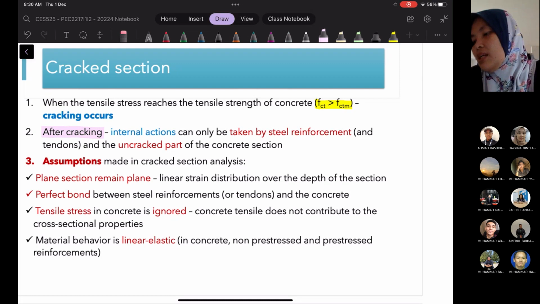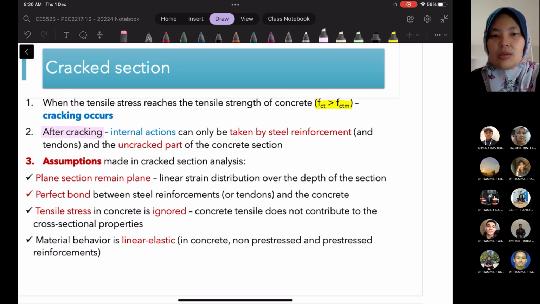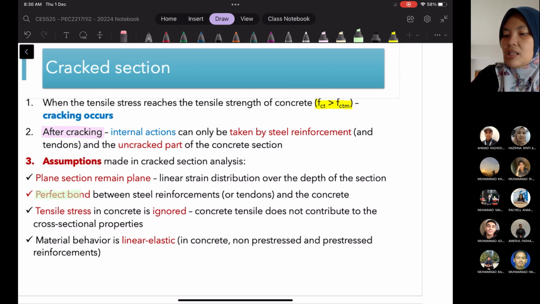The assumptions made in cracked section analysis are, first, that plane sections remain plane. This is the same as RC design. Then, perfect bond between the steel reinforcements or tendons and the concrete. This we assume, although actually we do not know, in a structure after it has been cast, whether we have perfect bonding or not. However, in the design process, when we calculate the cracked section, we assume that we have perfect bond.